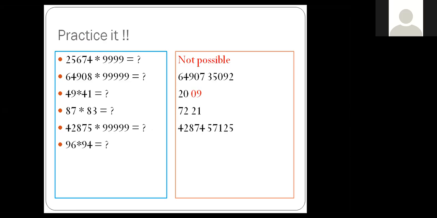96 into 94. 9 10 ja 90, 6 4 ja 24, right? So simple. Within seconds, we can answer 9024. That's great. Good. So this is the answer. What is the name of the formula for solving this problem, 96 into 94? Ekadhikena Purvena. Yes. Ekadhikena Purvena. Okay. The formula is Ekadhikena Purvena.